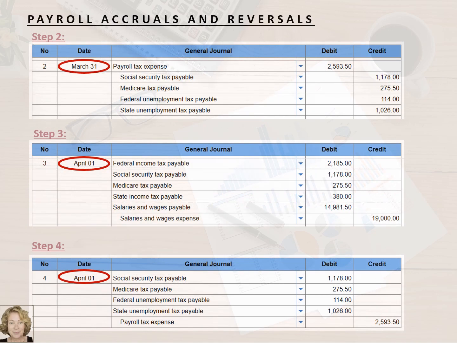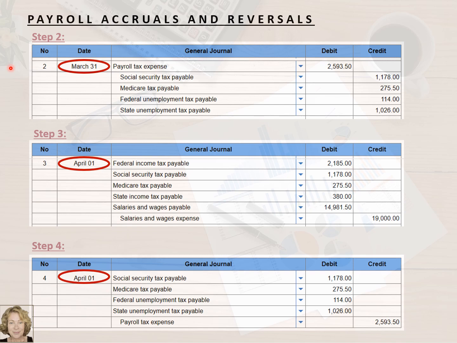Next, we'll accrue on March 31st for the employer share of the payroll tax expense by debiting payroll tax expense for $2,593.50, the total of Social Security, Medicare, FUTA, and SUTA, and then credit the account for Social Security tax payable for $1,178, Medicare tax payable for $275.50, FUTA payable for $114, and SUTA for $1,026.